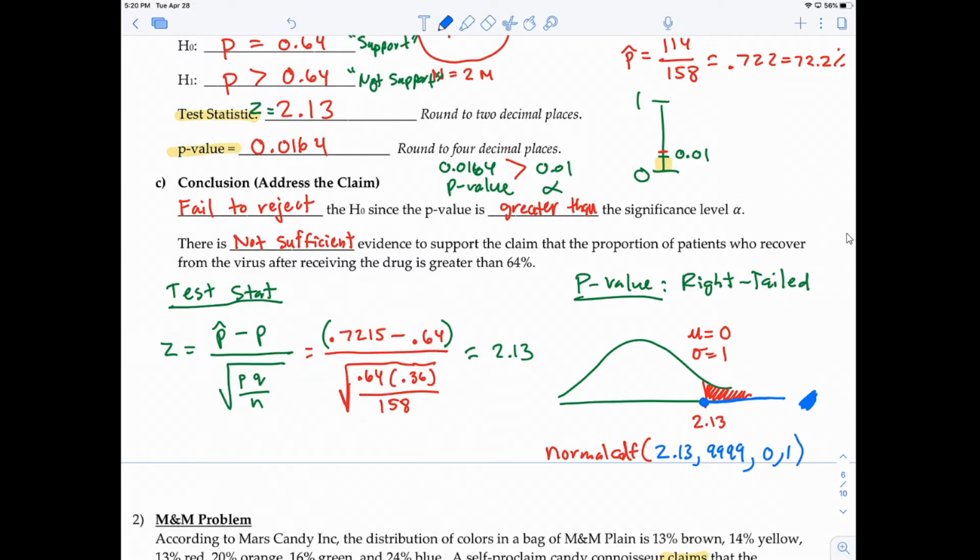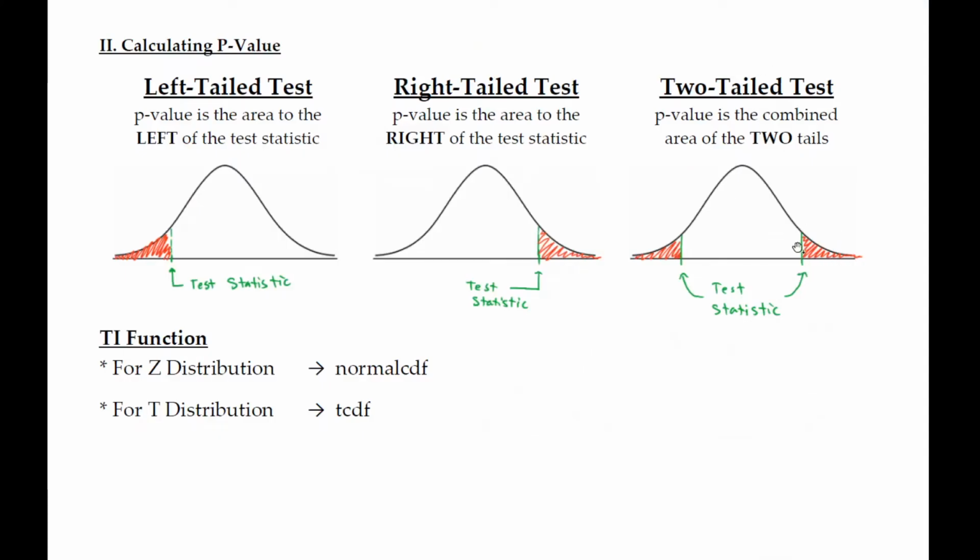So that's how you find the p-value. If it's a two-tailed test, and I'll go ahead and do a two-tailed test as well, just so you guys know what that looks like. But whenever it's a two-tailed test, just know that when we run either normal CDF or TCDF, we need to double it. We need to double it because it's the area in two tails.